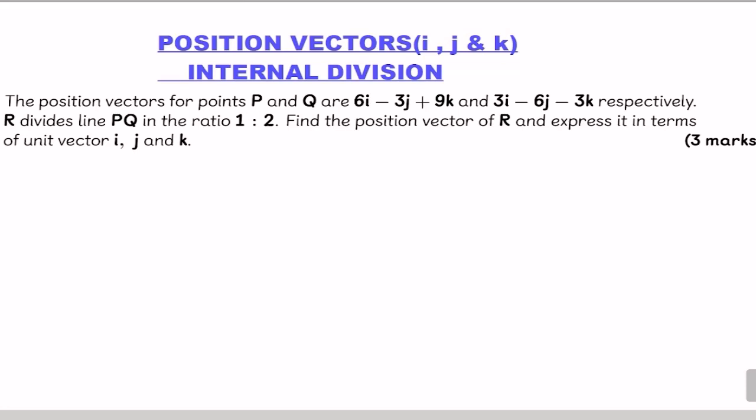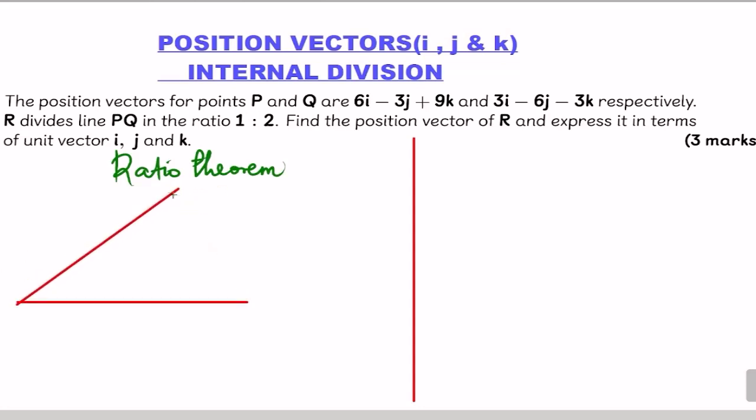So there are two methods of solving this question. I'll begin with the first one, and the method that I'm going to use is the ratio theorem. I'll begin by drawing a sketch of these position vectors. Remember, position vectors are vectors with reference from the origin, or point O. So, just a sketch: assuming that this is point O, then vector P is here and Q is here.